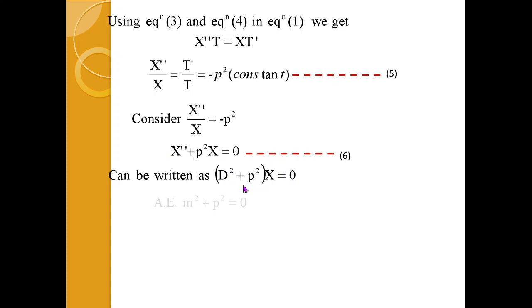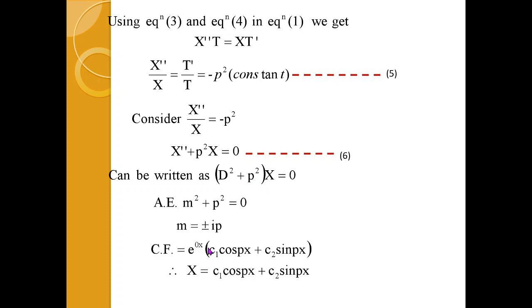Here the right hand side is 0, so the solution of this is nothing but capital X equal to the complementary function only. The roots of the auxiliary equation are plus minus ip. In this way we get the solution of this ordinary differential equation obtained by equating the first fraction with the constant. In the same way we will consider the second fraction with the constant to get the expression for capital T.